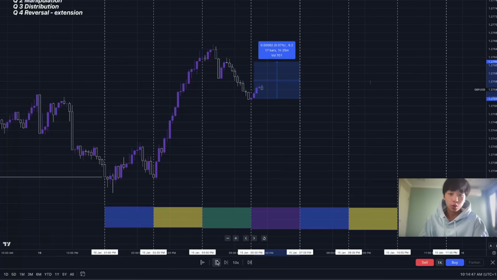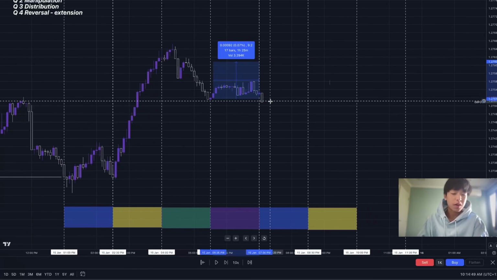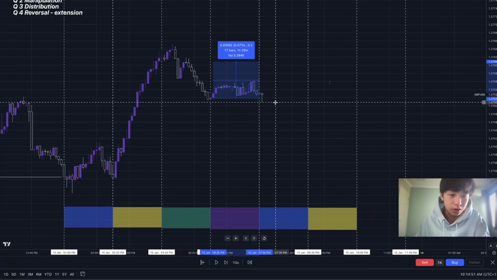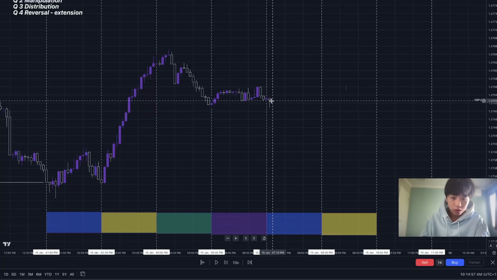Accumulation. So we don't want to see much price action. Yeah, just look at that. Look how choppy it is. Okay, anyways. Quarter 2 opens again.